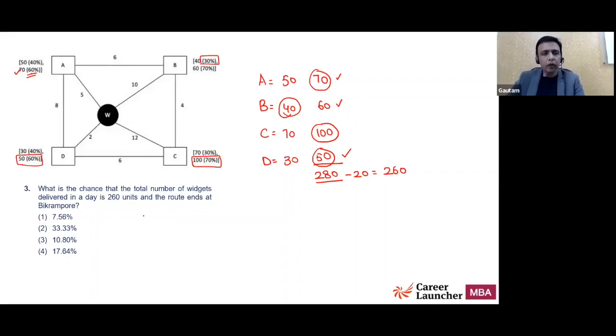So I have to go to A with a probability of 60%, 30% for B, 70% for C and 60% for D. This is the only possible case. So the probability of A into B into C into D would be the net probability that I'll have. Multiplying these 4, I'm going to get a probability of 7.56% in net.